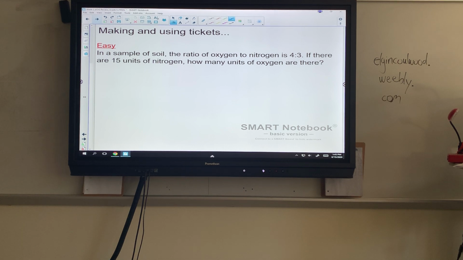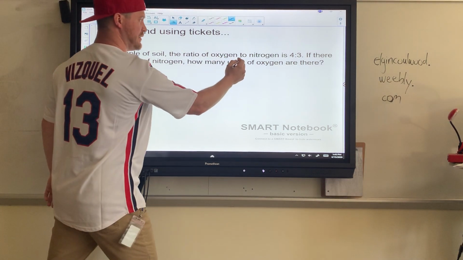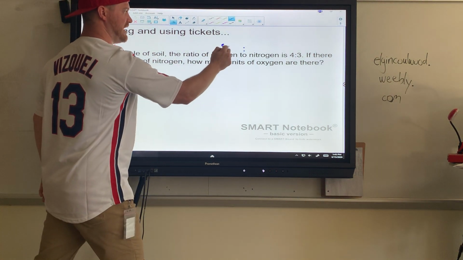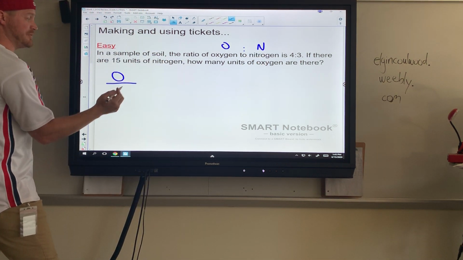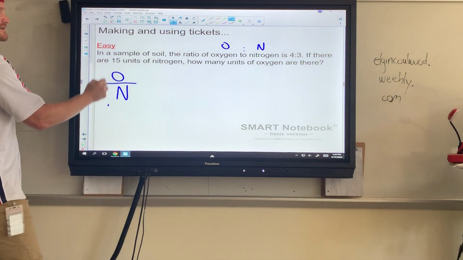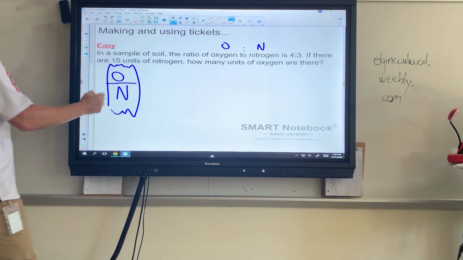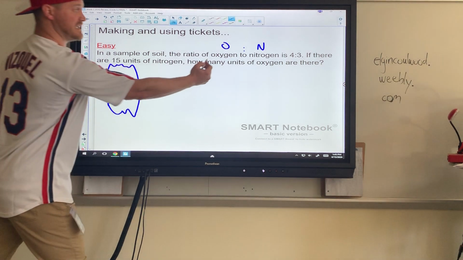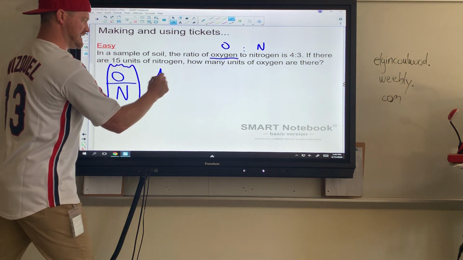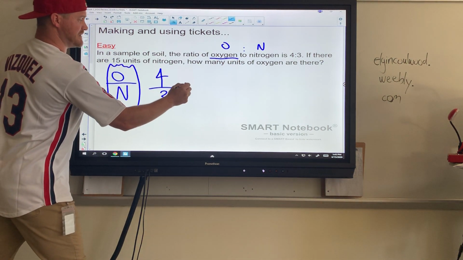In a sample of soil, the ratio of oxygen to nitrogen is 4:3. So right here, with the word to, that is our ticket. We have oxygen to nitrogen. Since oxygen is first, that's gonna be my numerator over nitrogen. It's the ticket to get us into solving the problem. Because 4 is first and oxygen was listed first, I know 4 is the oxygen, 3 is the nitrogen.